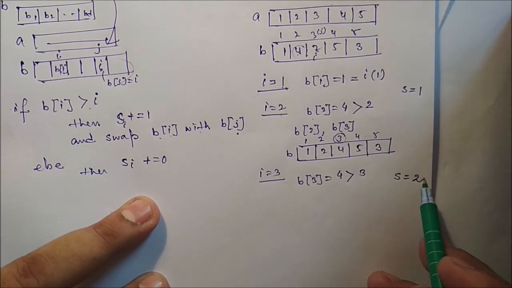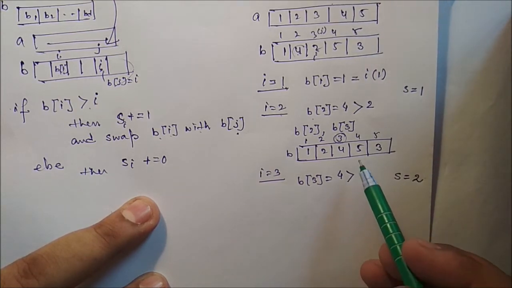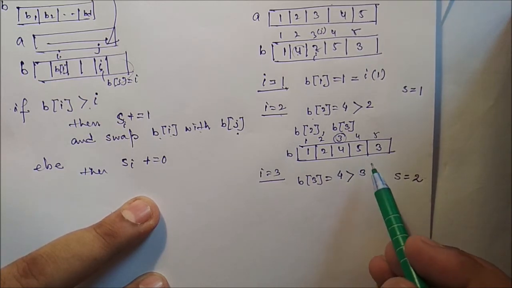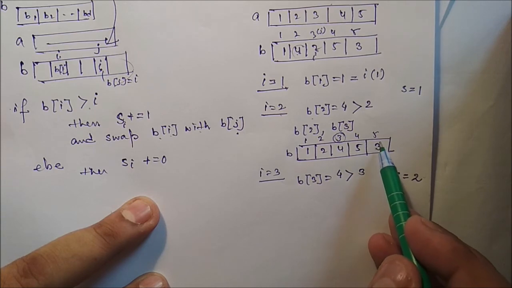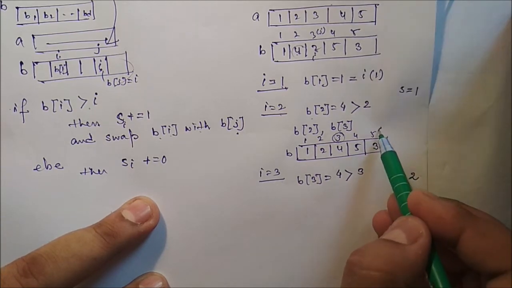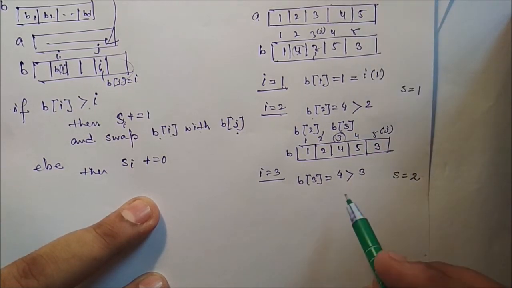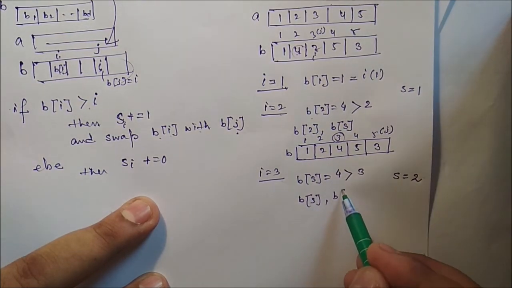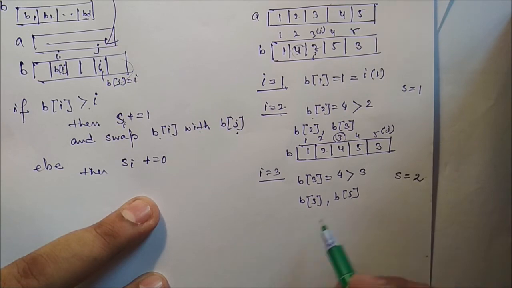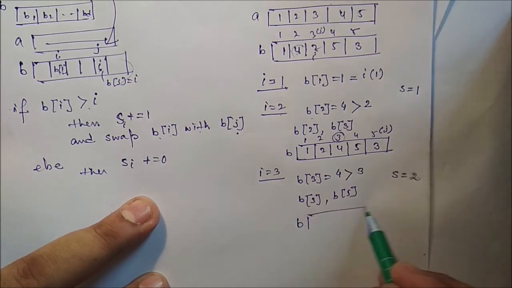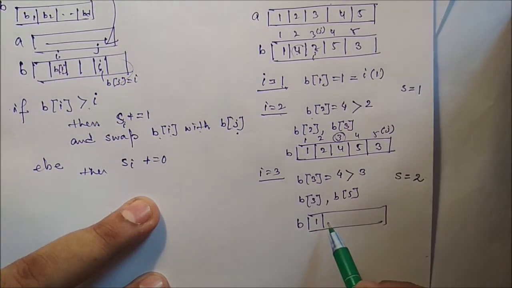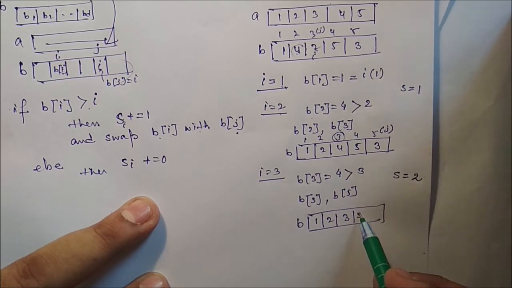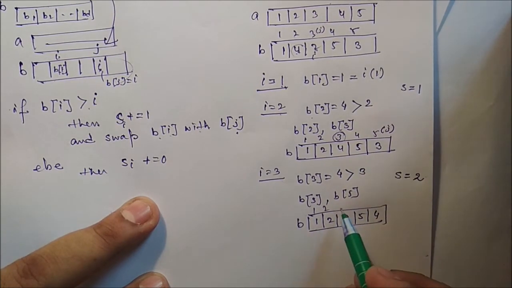Okay, so if it is 2, where is 3? 3 is here. So what will be j? j is equal to 5. That means we have to swap B3 with B5. After that, the content of B will be 1, 2, 3, 5 and 4.